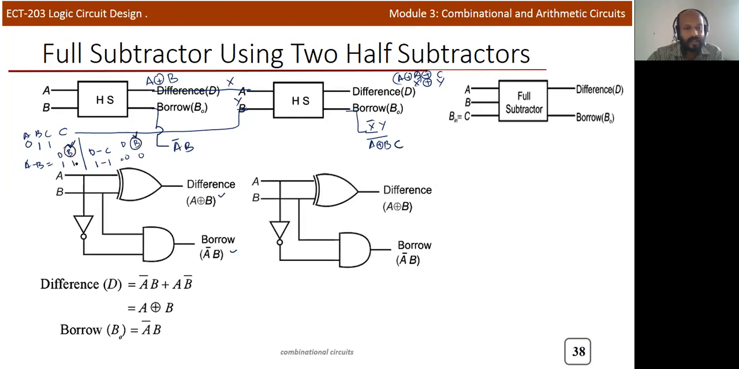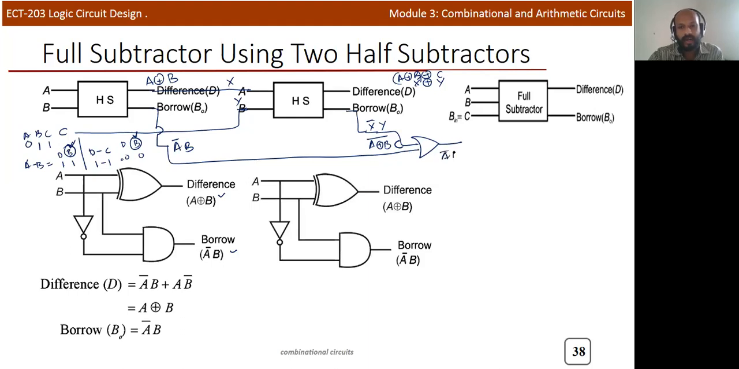So that's the concept. The half subtractor produces a borrow, or the second half subtractor can produce a borrow. If any one of these borrows is equal to 1, the output should be equal to 1. So we need to connect an OR gate here. Like this you can perform it.